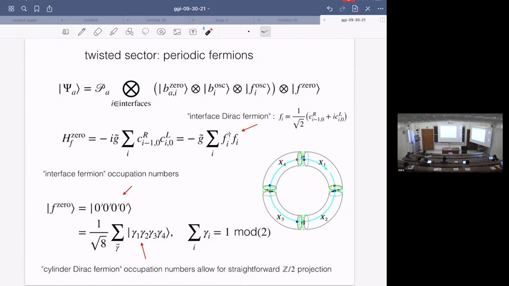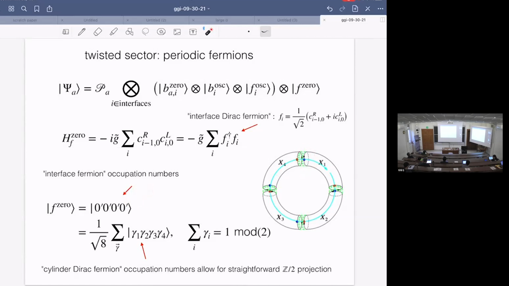The Hamiltonian is just the number operator, right? It's just a sum of number operators summed over the different interfaces. And so depending on the sign of G tilde, the ground state is either all these Dirac fermion states are occupied or unoccupied. In this case, it turns out for the sign of G tilde negative, the ground state is one where all these Diracs are unoccupied. Well, that's wonderful.